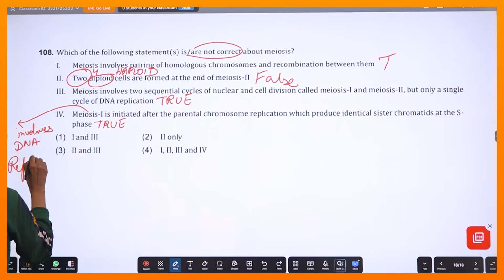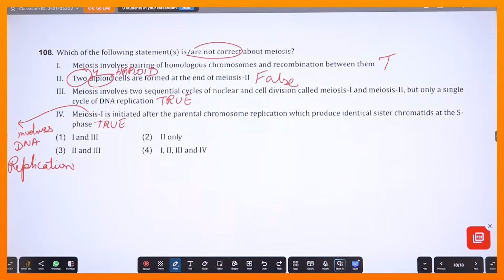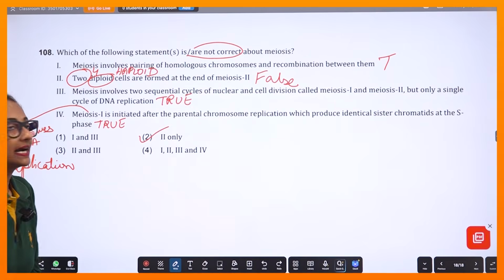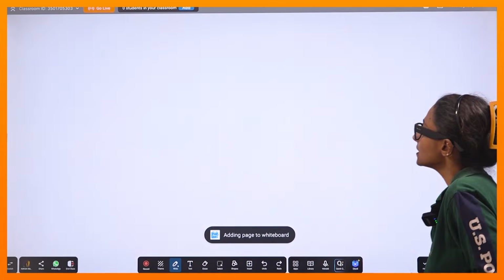DNA replication. We have to be really fast and quick because this part is easy. So only one false, incorrect, I have to identify. Option 2. Right? Let's move on.